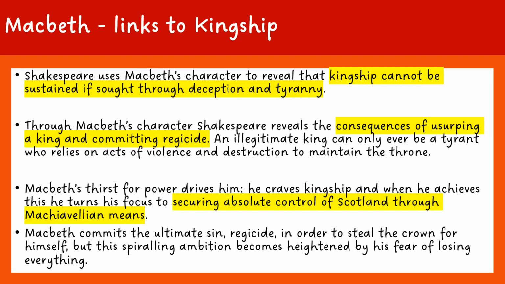Okay, so now we need to move on to Macbeth, okay, because King Duncan has been murdered and Macbeth has now acquired the throne. So, what is Shakespeare trying to say about kingship through Macbeth's reign? So he's using Macbeth's character to reveal that kingship cannot be sustained if sought through deception and tyranny. He also reveals the consequences of usurping a king and committing regicide.